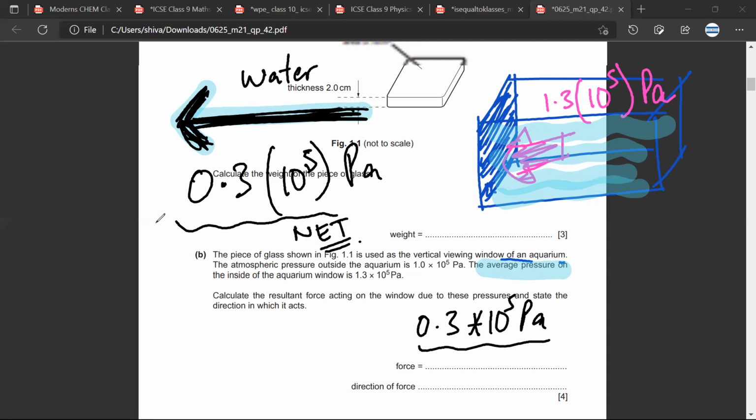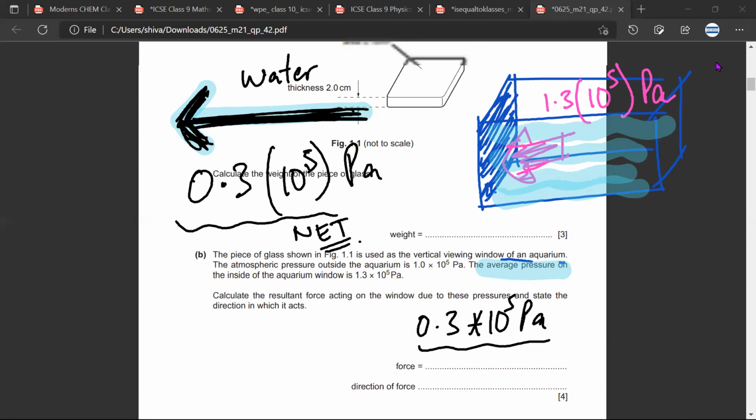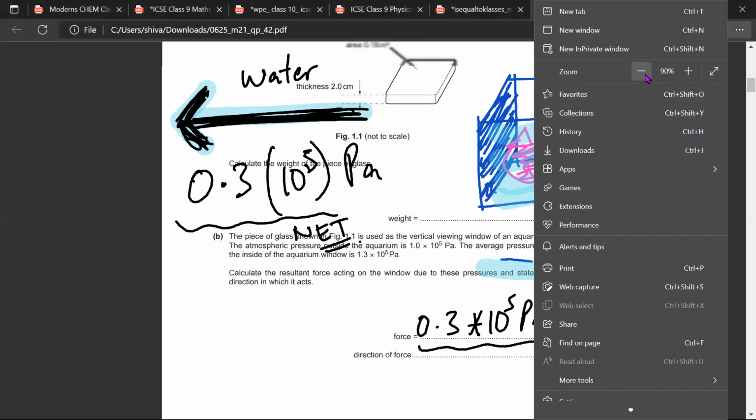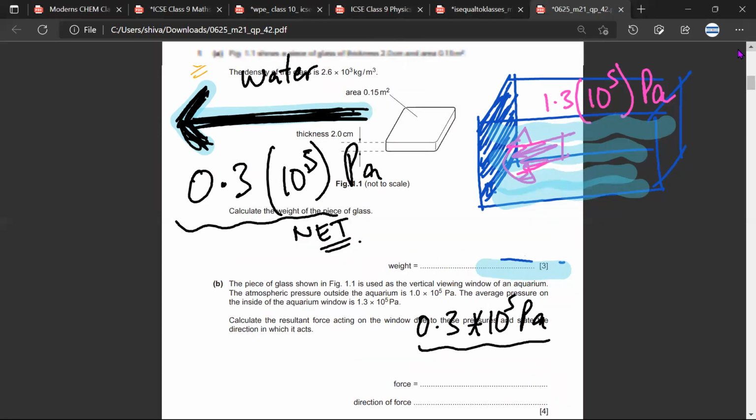Now we know that the area of this glass slab is 0.15 meter square. I'll send you a worksheet of pressure also, so if you have any doubt, we'll try to do that. So this is the area of the slab, 0.15 meter square.